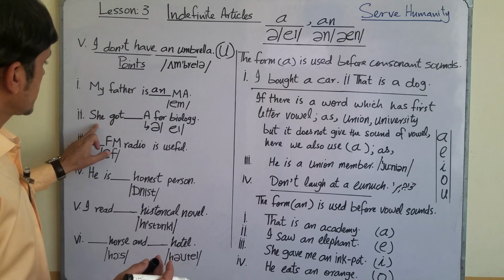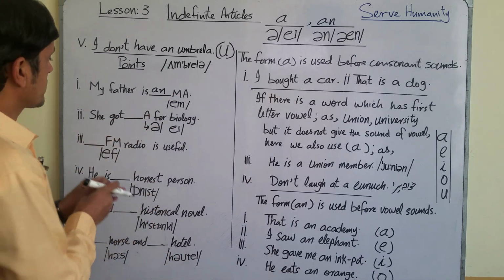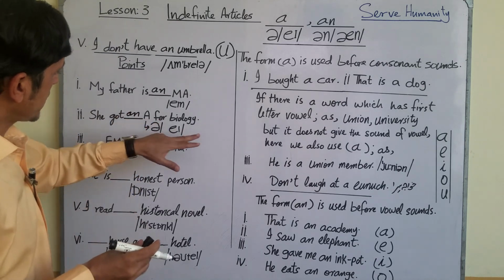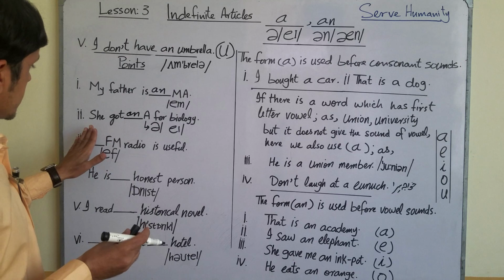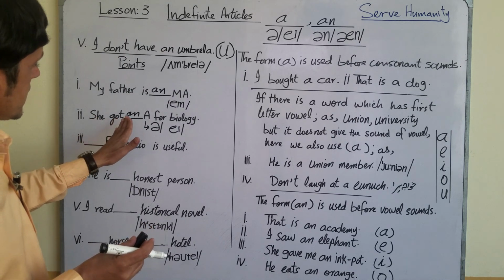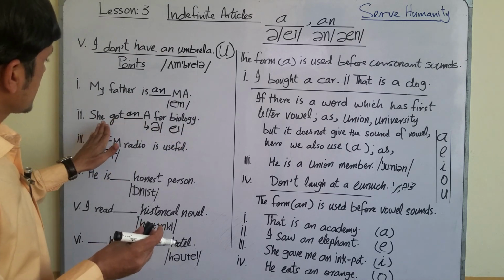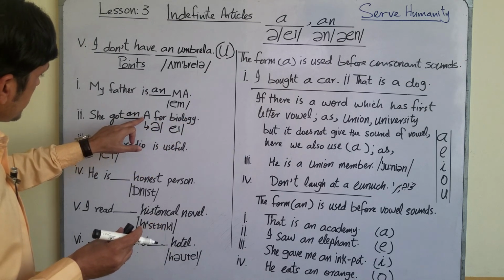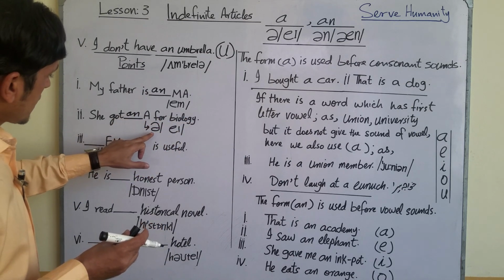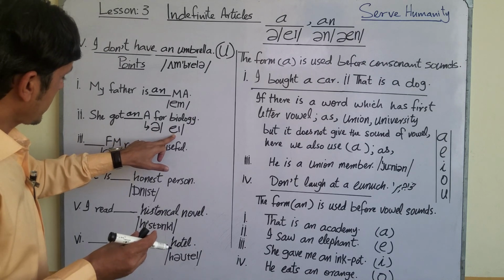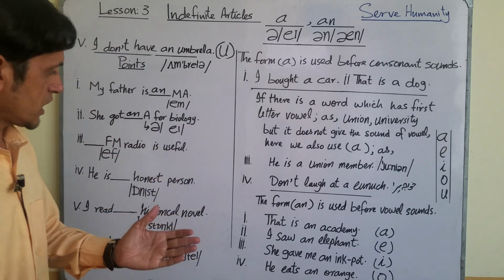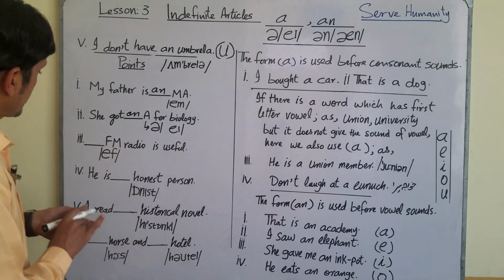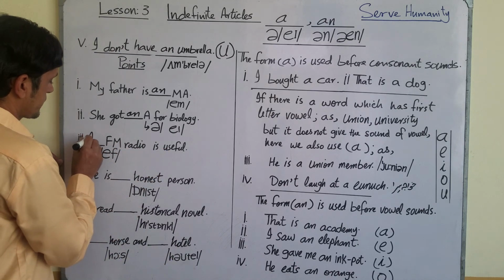She got an A for biology. We will write an here. For biology, both "for biology" and "in biology" are correct. So you can say that she got an A for biology, or she got an A in biology. If you look at this A, the sound of A is also a vowel sound. And here, if it is FM radio is useful, we will also write an.